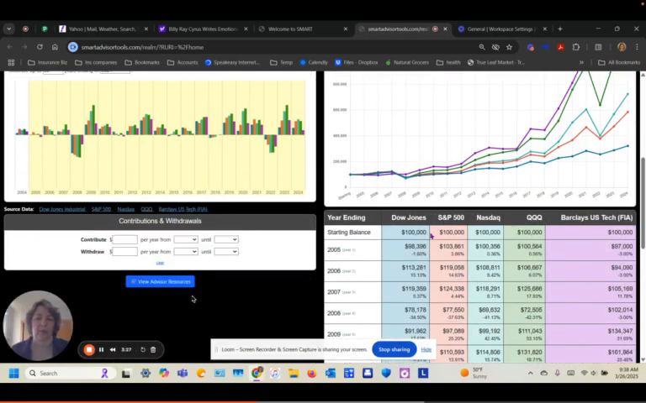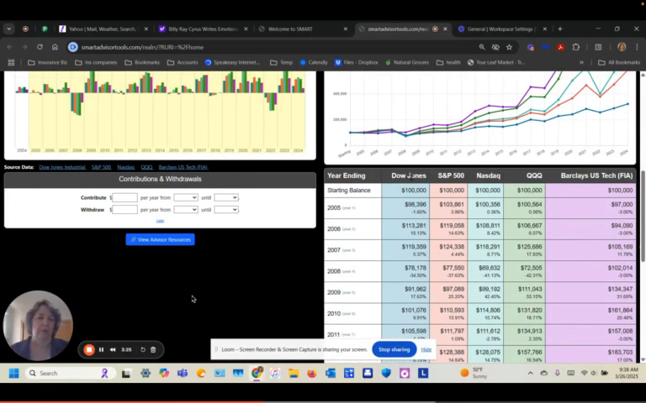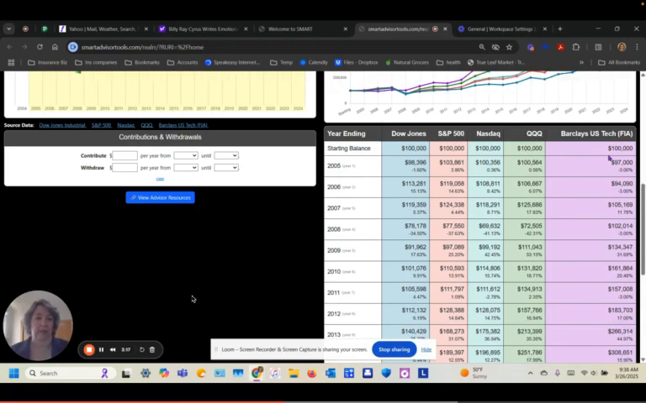And now we're going to take a look at what the actual returns have been. So here's your Dow Jones, your S&P, your Nasdaq, your QQQ, and your Barclays US Tech in a fixed indexed annuity. So here each of them starts with $100,000. Now for the first few years, you can see that they're all actually outperforming the fixed indexed annuities. So you have about 4 years here.